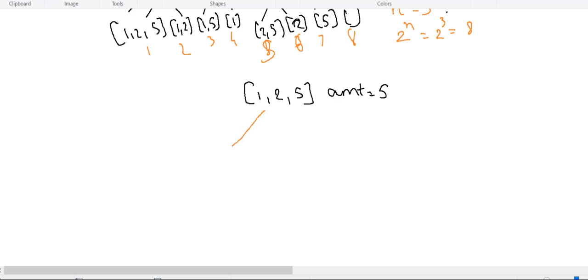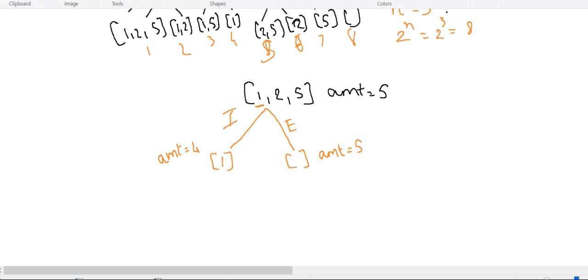So what I'm going to do is, for 1, I'm going to include 1 in my set. When I include 1 in my set, what does the amount become? 5 minus 1, so my amount is equal to 4. And when I exclude 1, my pointer is here. When I exclude 1, it's an empty set and my amount is 5.